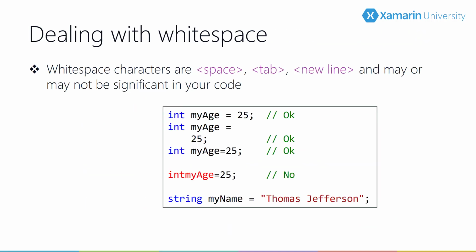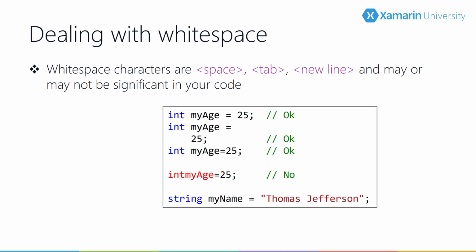So another thing that we have to consider is white space, because depending on the situation you're in, white space may be important. So in the first statement, int my age equals 25 semicolon, the white space there is completely okay. In the second statement, once again, perfectly okay. Third, perfectly okay, myage equals 25, no white space.